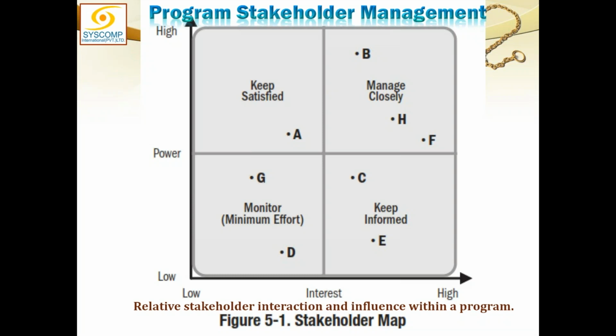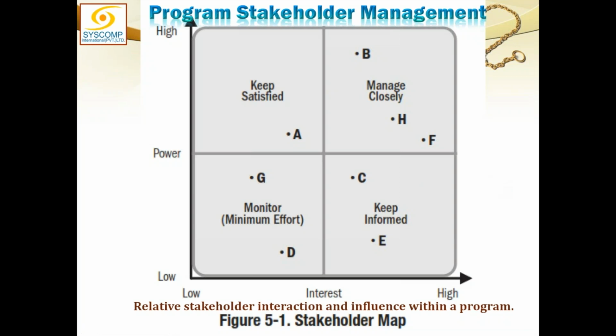Okay, how much is he interested on a scale from 0 to 10? Maybe 4. So you will plot like A. A was almost 6 on power and 4 on interest. So A is plotted here, B is plotted here, C is plotted here, and so on and so forth. Plot all of the stakeholders on this one map.